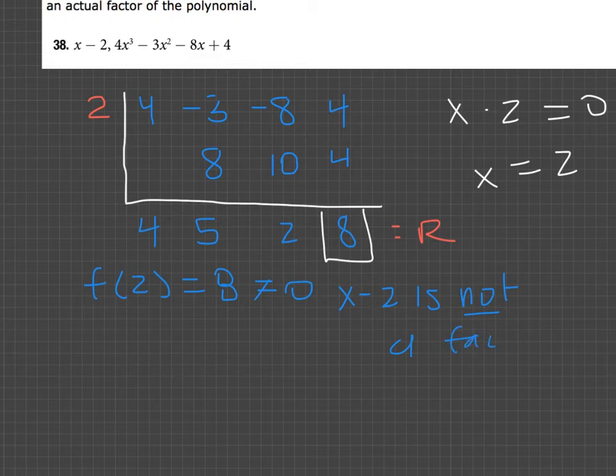Okay, so x minus 2 is not a factor, and 2 is not a 0 of this function.